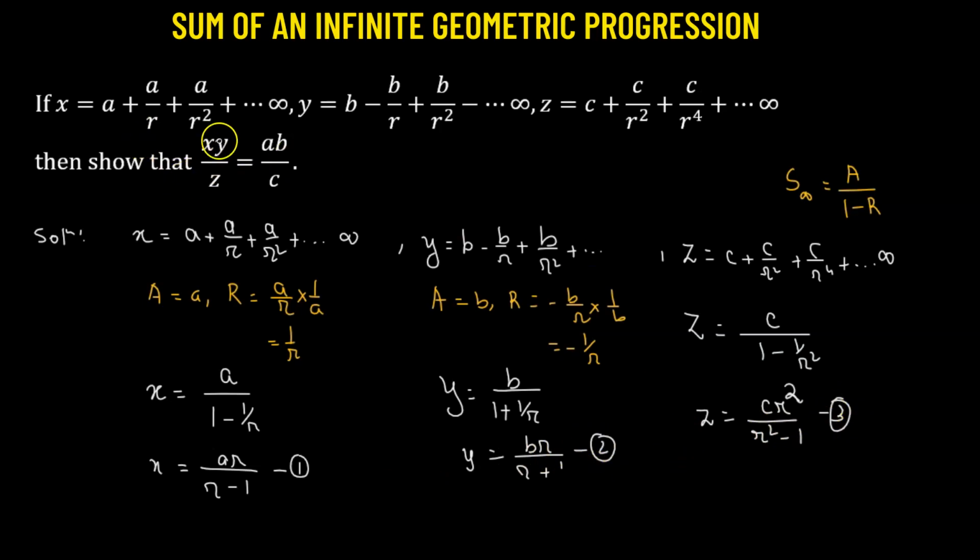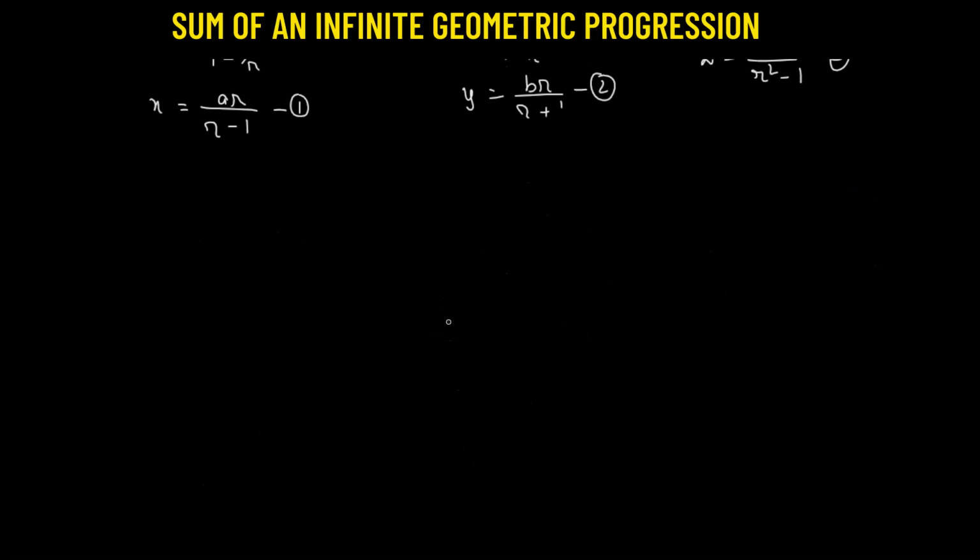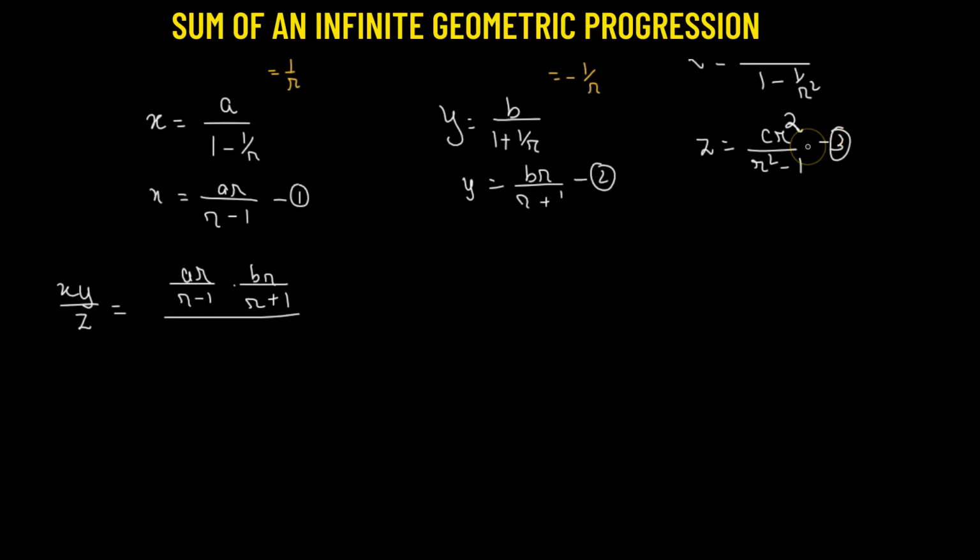Now what we'll do, we will start from the left hand side. So we'll take the product of x and y and divide it by z. So let's do that. So x times y divided by z. So the x value is a multiplied by r divided by r minus 1, multiplied by y, which is b times r divided by r plus 1, all divided by z. So the z value is c r squared divided by r squared minus 1.